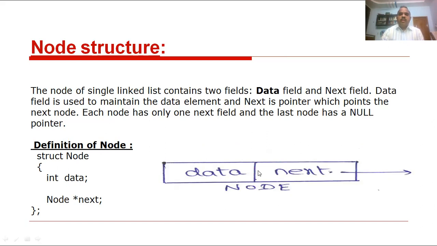Clear? So simply, a node has how many parts? Two parts. The first part is the data part, and the next part is the address part. This is the definition of a node. Struct begin, integer data, node star next, then close.